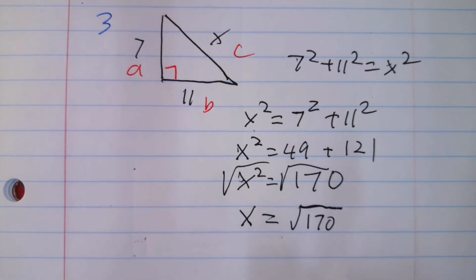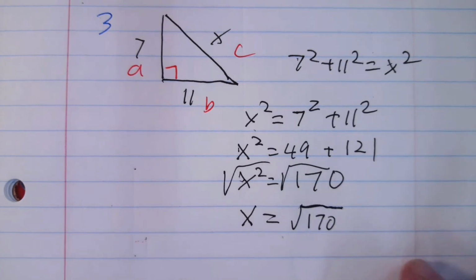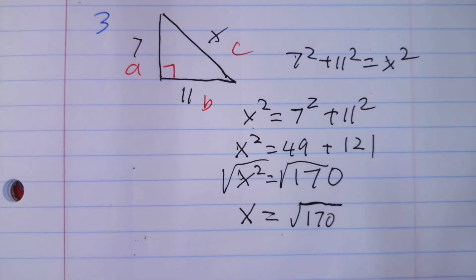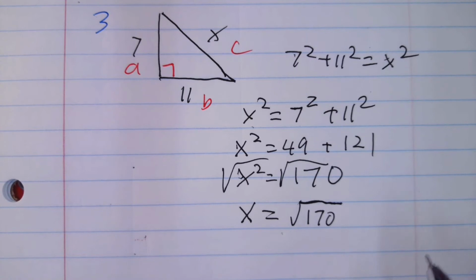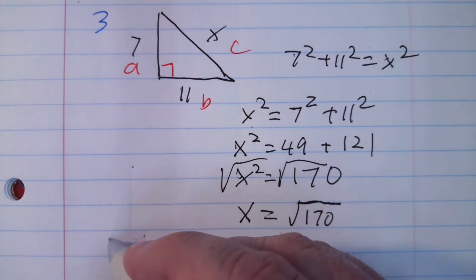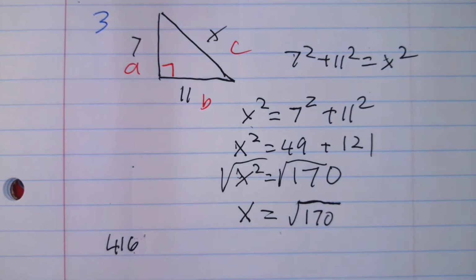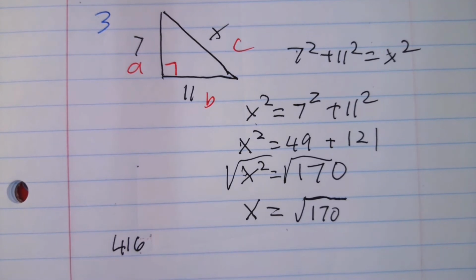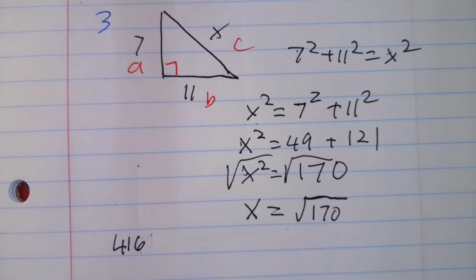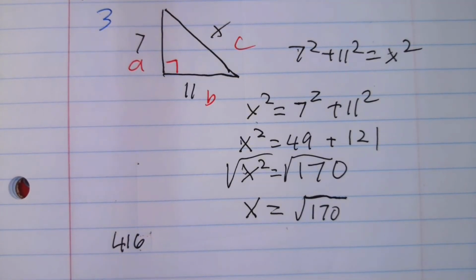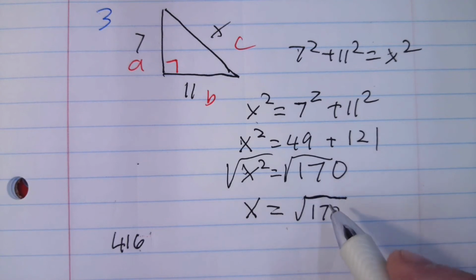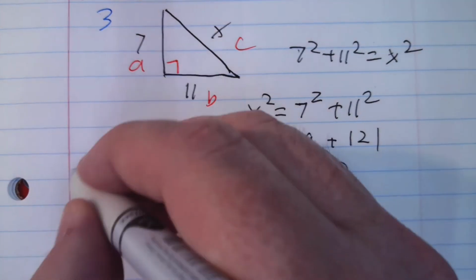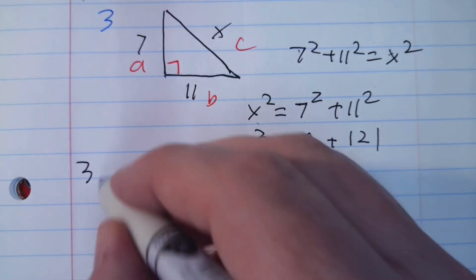So, it asks, does it form a Pythagorean triple? Well, I guess we need to know what a Pythagorean triple is then, right? On page 416, we can learn a Pythagorean triple is a set of three positive integers, A, B, C, that satisfies the equation c squared equals a squared plus b squared. So positive integers means that, well, this would be three positive integers, right?